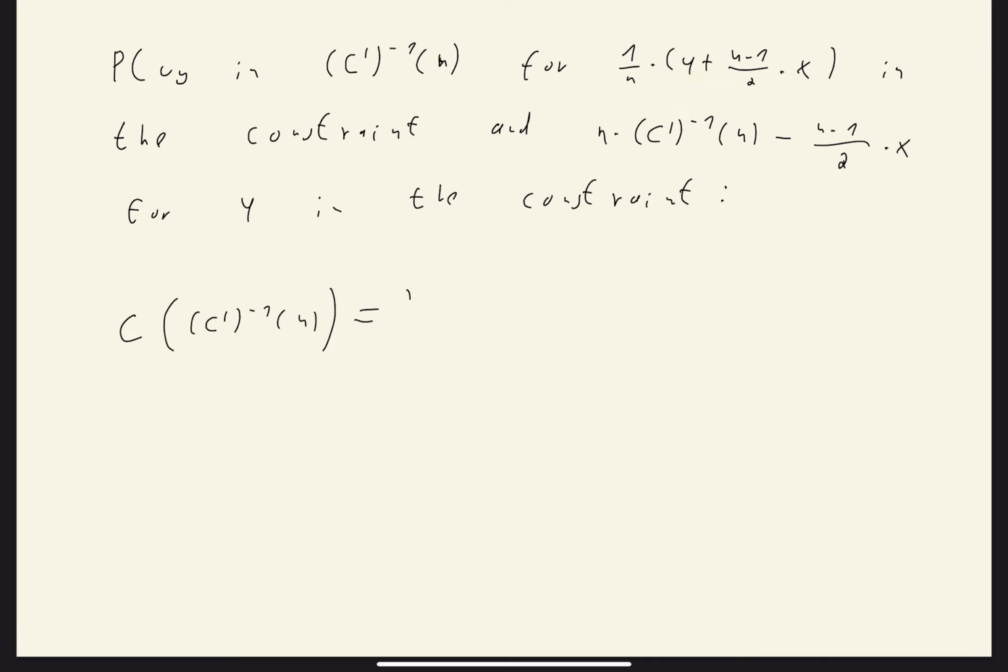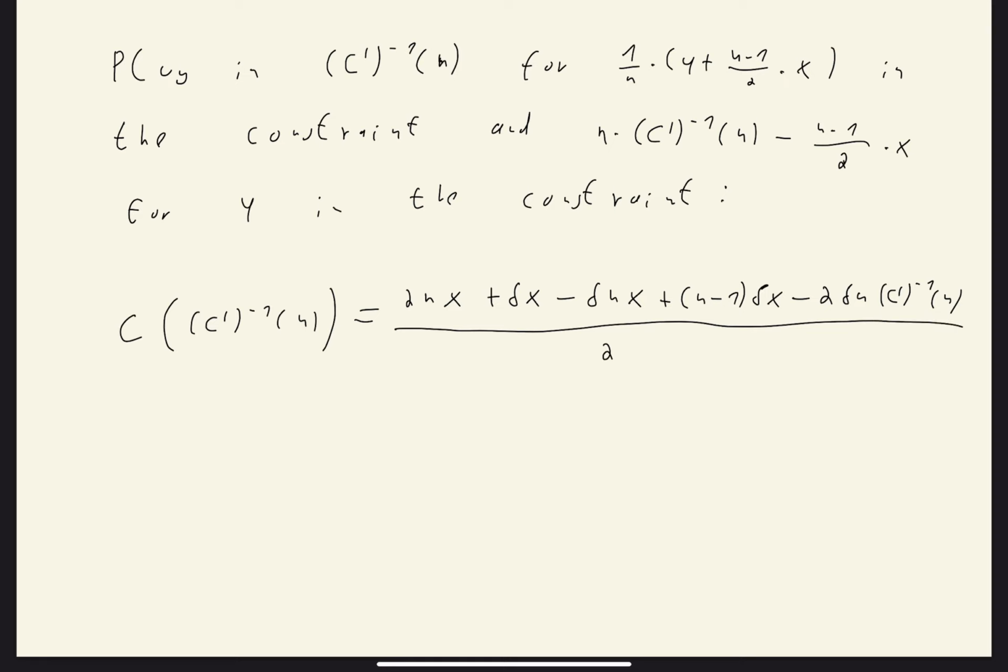And this is equal to 2nx plus delta x minus delta nx plus (n minus 1) delta x. Now I just plugged in for y and simplified some of the stuff there. Minus 2 delta n c prime minus 1 of n divided by 2n, 1 minus delta.